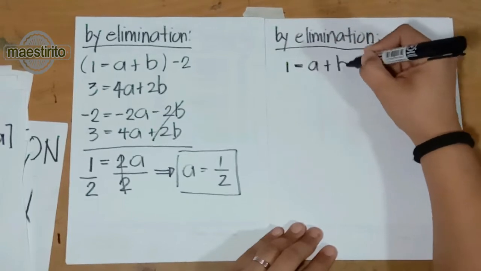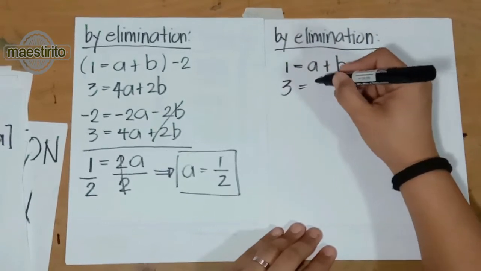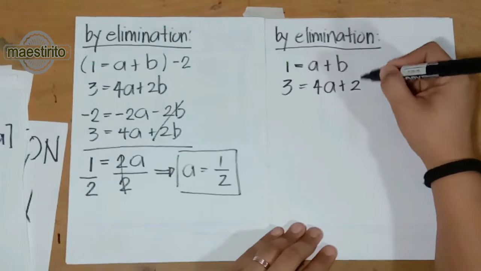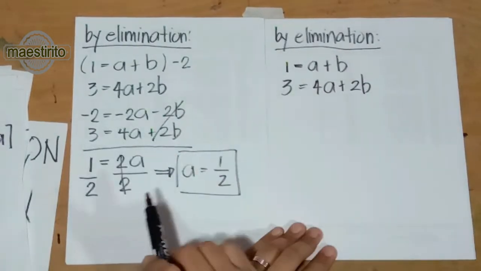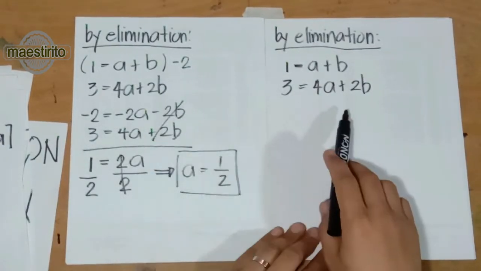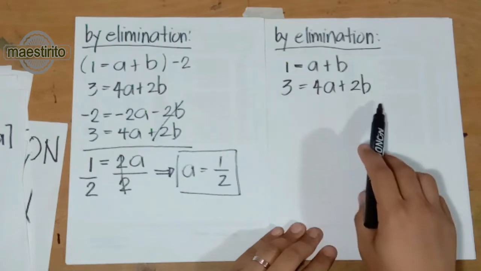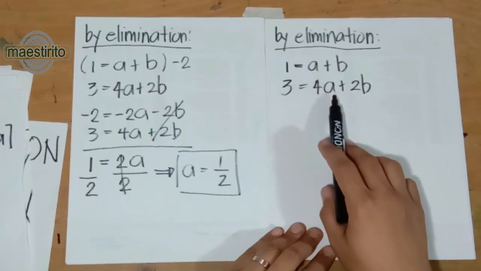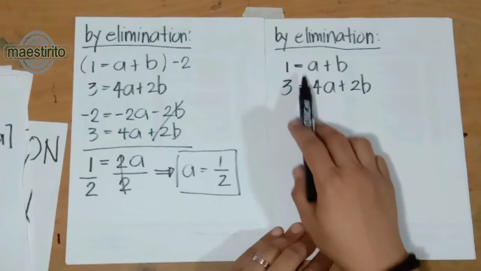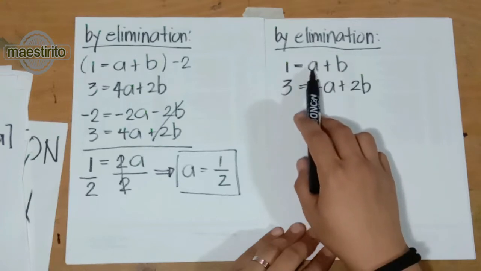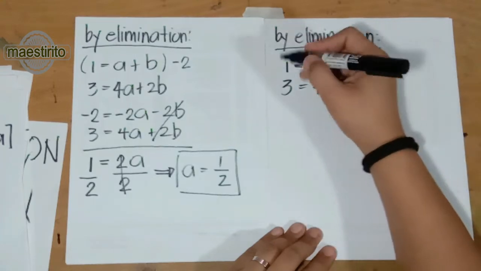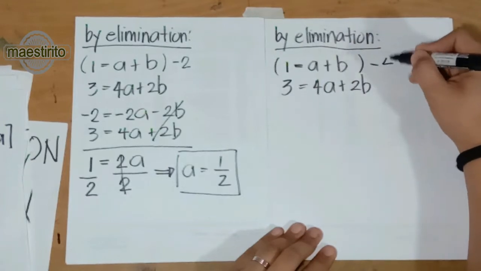So 1 is equal to a plus b, and 3 is equal to 4a plus 2b. For the first one, we eliminated b to solve for a. For this one, we're going to eliminate a to solve for the b. So to eliminate a here, the a here should be negative 4a. So multiply this by negative 4.